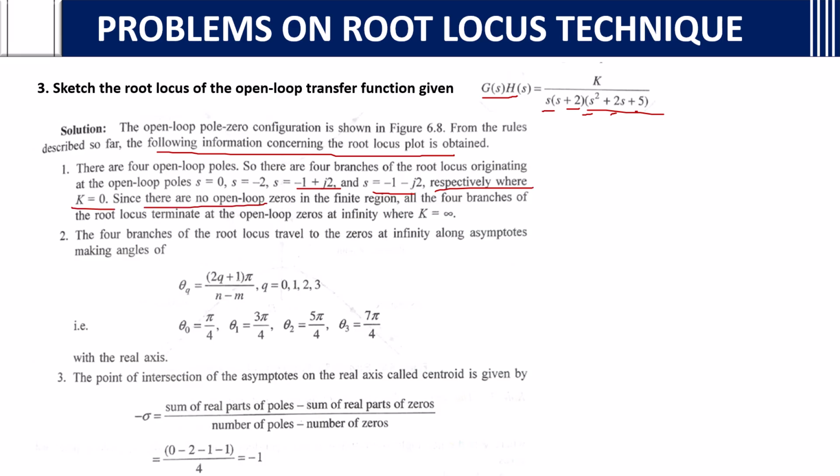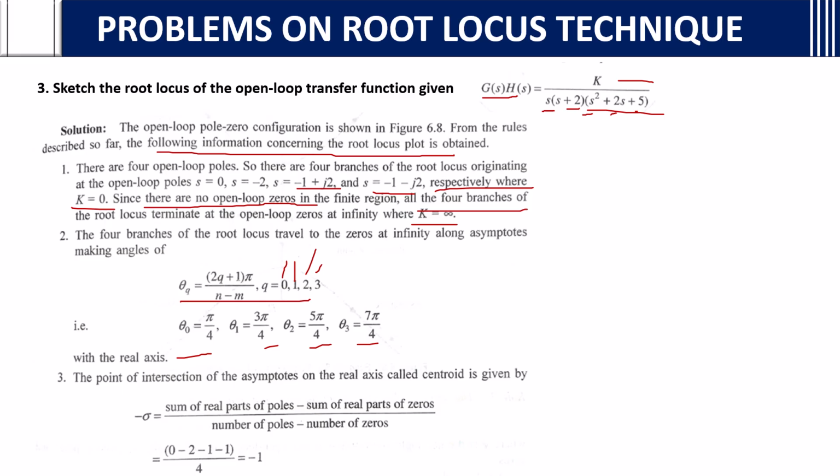Since there are no open loop zeros, as you can see there are no zeros here, all the 4 branches of the root locus terminate at infinity. Same like previous, we will find the theta q. Same like that, you will put q equals 0, 1, 2, 3.